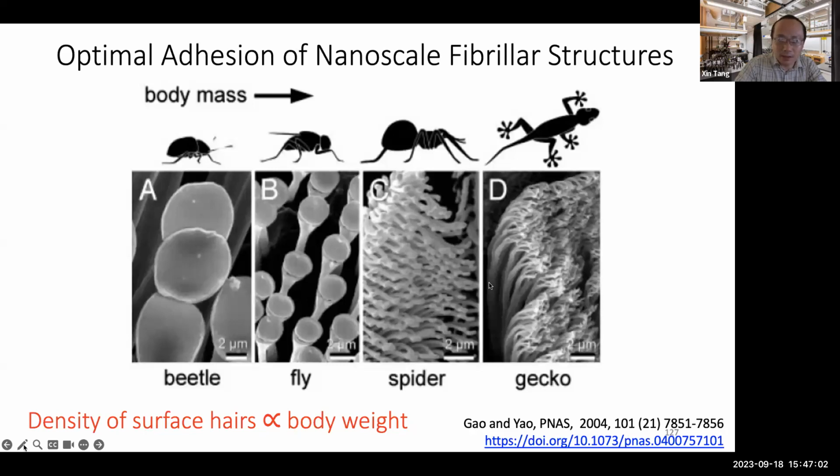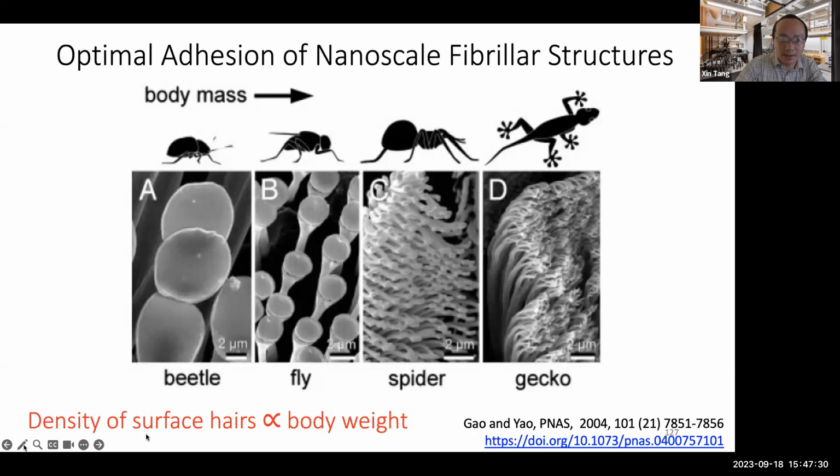Okay, and if you count the density of those filaments, it actually increases proportionally as the mass or the weight of the animal increases. Means they have more and more. This actually means more and more contact area. They have more contact area to allow a bigger weight to be sustained through the van der Waals interaction.